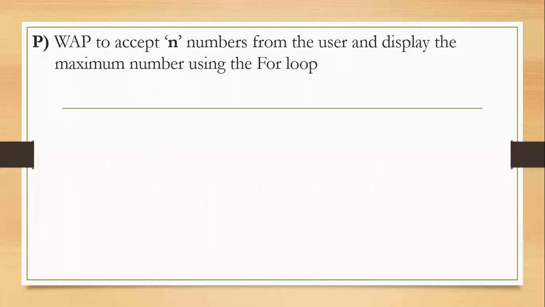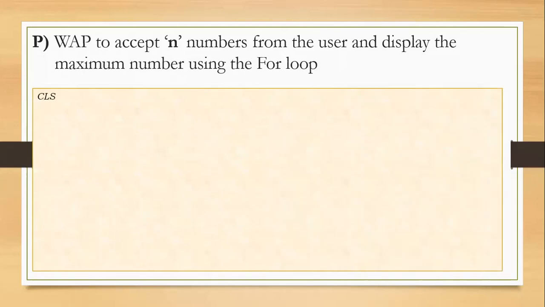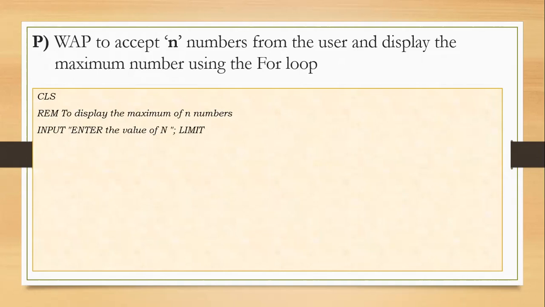Now how will you do this? First, here in the PPT I'll share the logic. Here you can see we have to display the maximum of n numbers. Then we have to write an input statement, enter the value of n. What will this n be? This n will be the limit. Once you get the limit, you have to take one new variable called max, and you are going to initialize it to 0. Why 0? Because it should have some default value, that's why we are giving it 0.